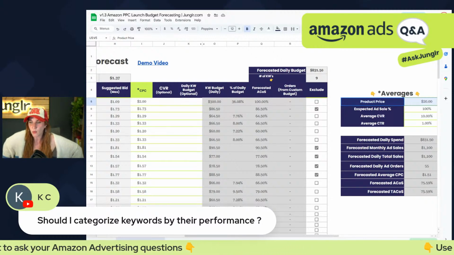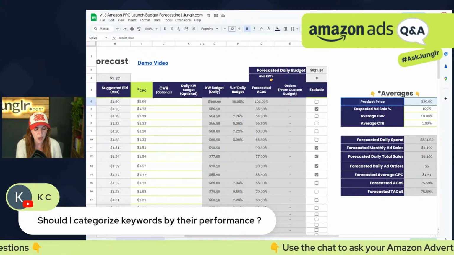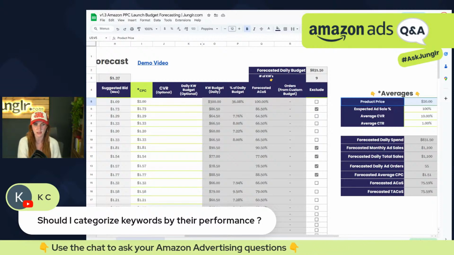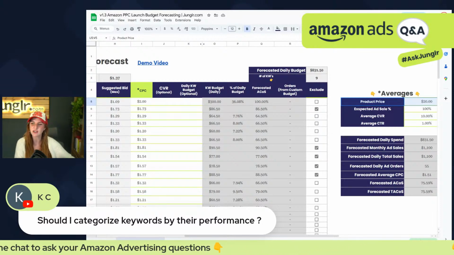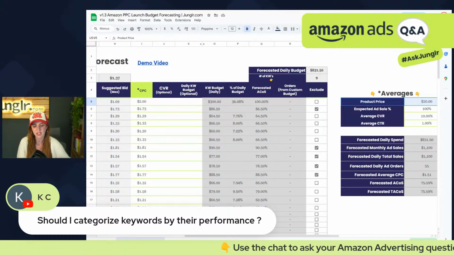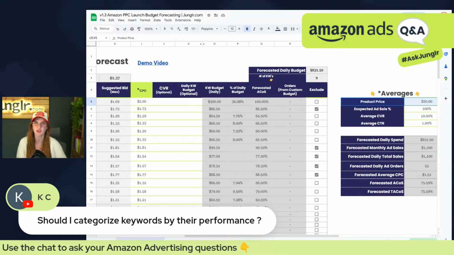So while it is helpful to know the performance of certain terms, you want to track that back to the specific strategy that you have for that campaign or for that product. And so in that case, I don't know if I would necessarily categorize keywords per se, as much as I would want to make sure that my keywords are grouped in campaigns with specific objectives.